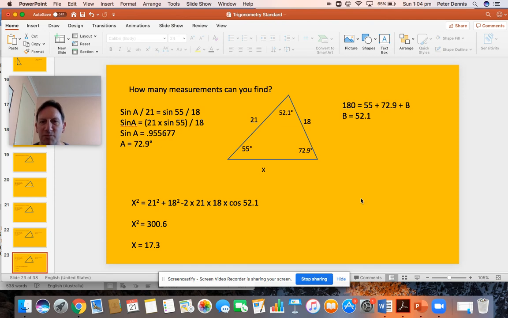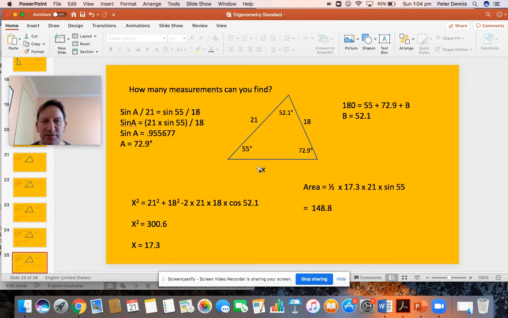What's the one last thing? We could find the area of this triangle. I wonder how we could find the area. We now know this is 17.3. We could use half AB sine 55. We could use half 18 times 21 sine 52.1. We could do it in lots of different ways. It doesn't matter. You should get exactly the same answer.